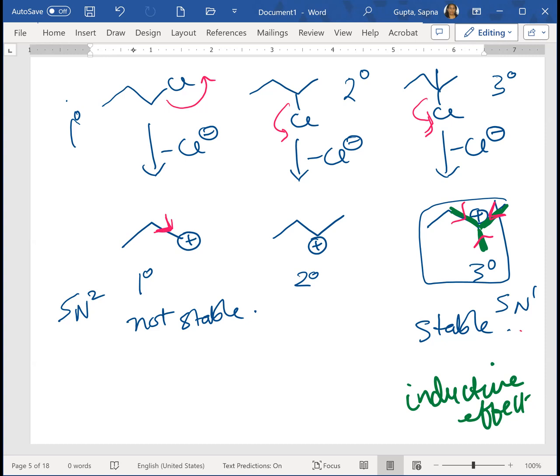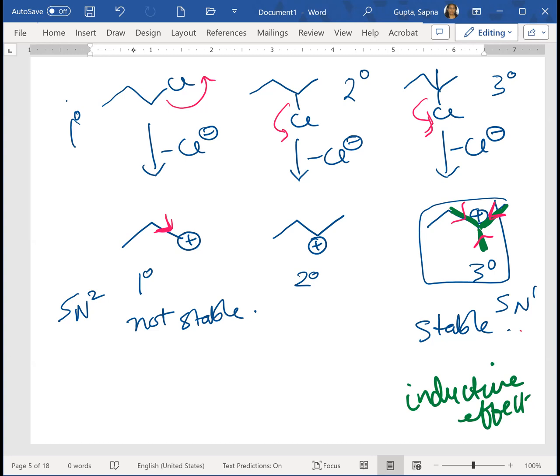So because of the inductive effect, the tertiary carbocation is much more stable. So because of that, it prefers to undergo the Sn1 mechanism. Now, the primary carbocation is not very stable, so it will not want to undergo the Sn1 mechanism. It will prefer to undergo the Sn2 mechanism. Again, why? Because the primary carbocation is not stable. It doesn't want to hang out on its own. So it'll prefer to do the Sn2 mechanism.